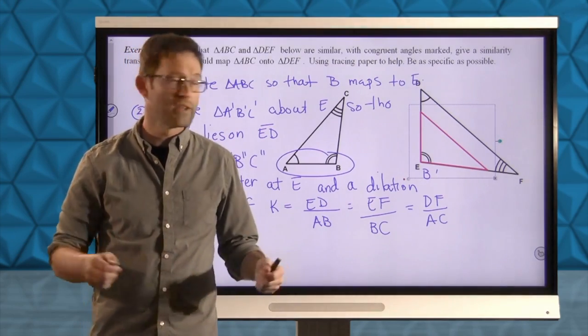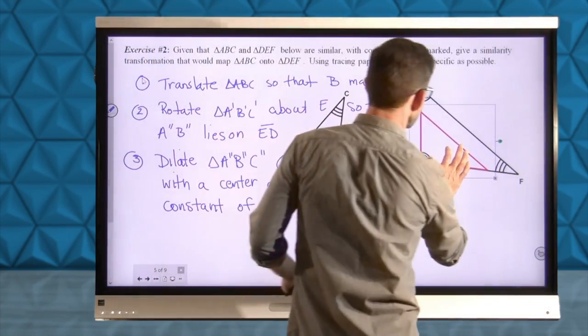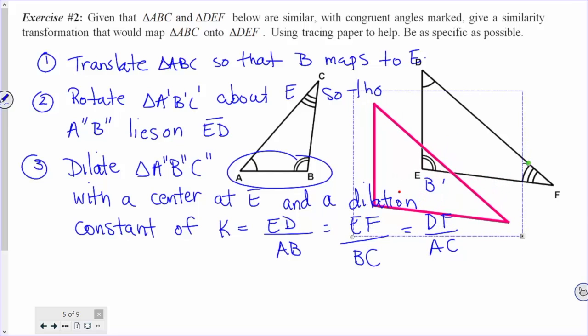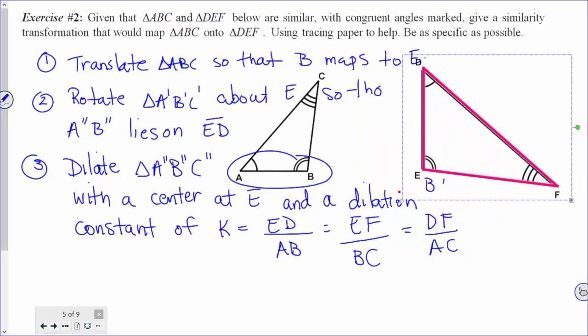It would stretch out, and it would stretch out, right? Eventually what would happen, again, this is going to change my center of dilation, is that those two would sit right on top of each other. So a series of rigid motions followed up by a dilation.